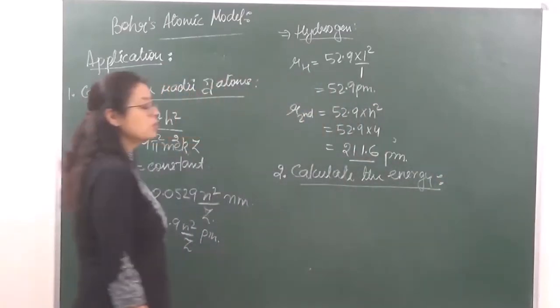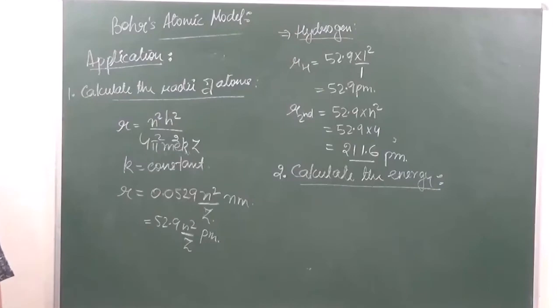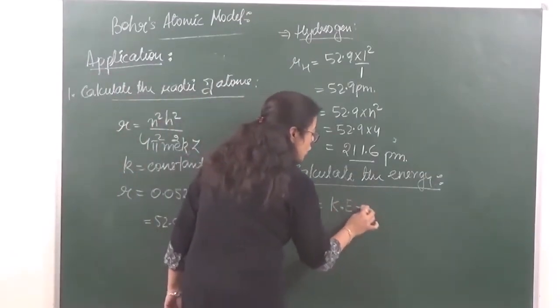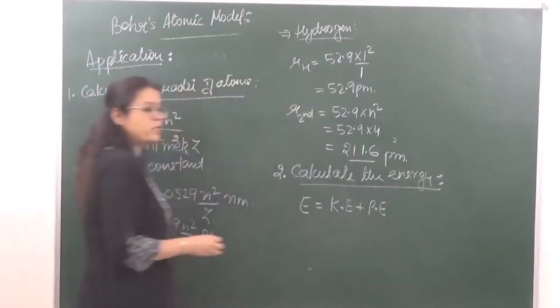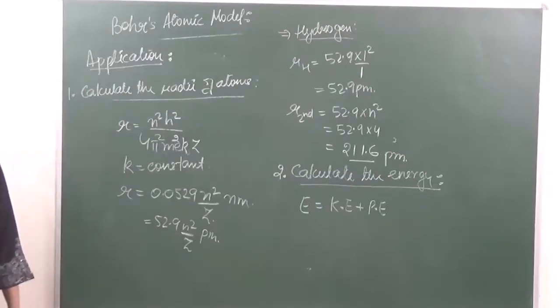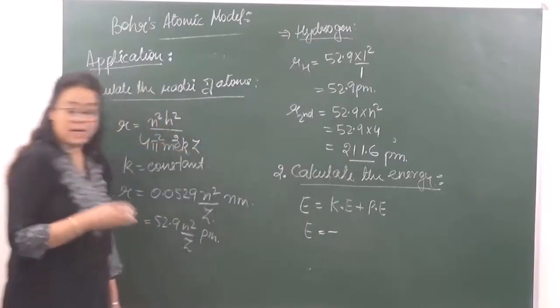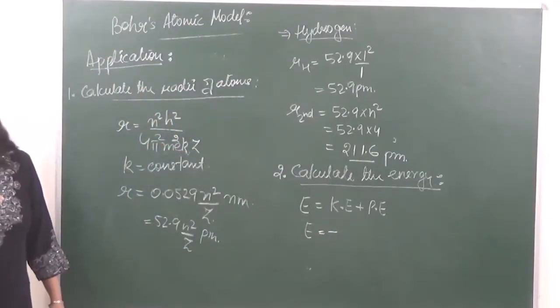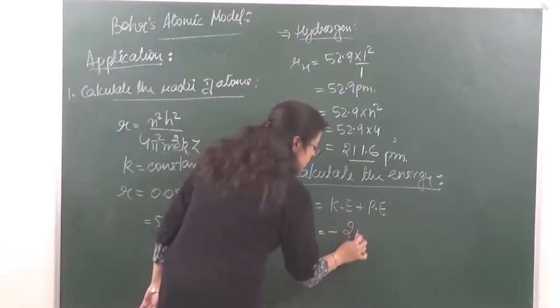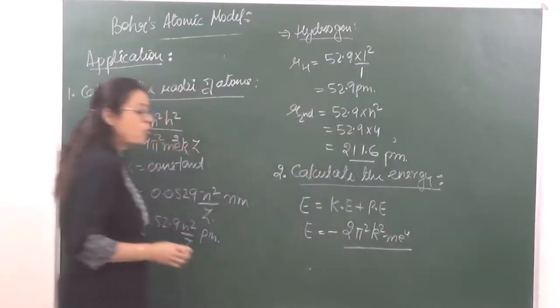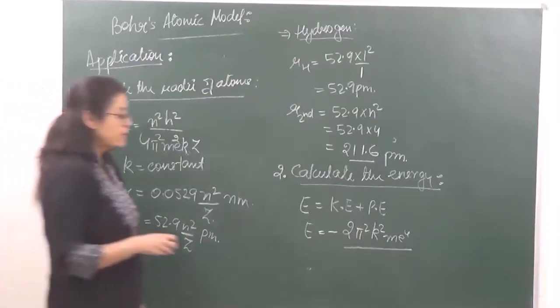calculate the energy associated with an electron in the energy level. So when he calculated in a similar manner, he put that energy is equal to what? When we are talking of energy, that is the sum total of kinetic energy and potential energy. By putting the values of both, the value of energy that was given is minus 2 pi square k square m e raised to power 4 upon n square into h square.